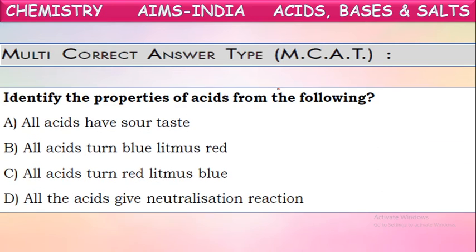See the first one. Identify the properties of acids from the following. Which of the given are properties of acids? All acids have a sour taste. Yes, the generalized property is that acids are sour in taste. That is correct. All acids turn blue litmus red. Yes, acids turn blue litmus paper red. That is also correct. Acids turn red litmus blue. No. Which will turn red litmus blue? Bases. Bases will turn red litmus blue.